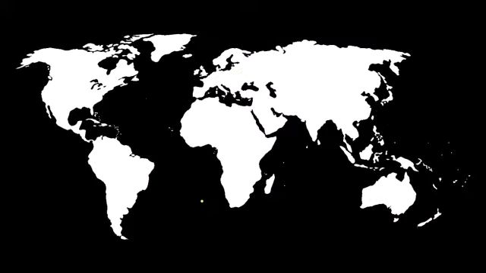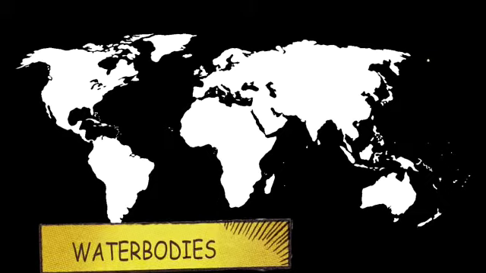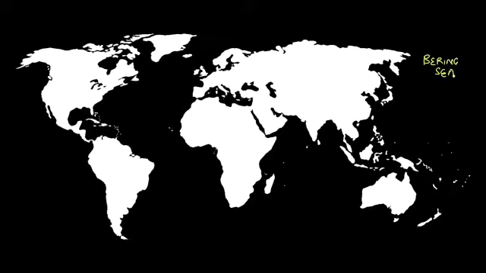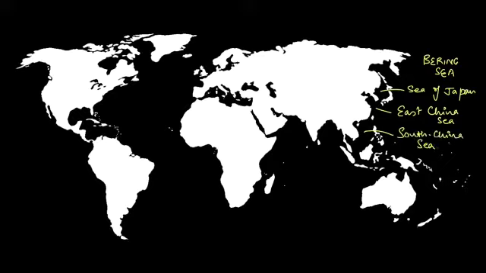Right, so now you know the continents and oceans. Let us look at some important water bodies. This is the Bering Sea between Alaska and Russia. This is the Sea of Japan, East China Sea. This is one of the most famous water bodies. This is the South China Sea, highly disputed region. This is the Tasman Sea.